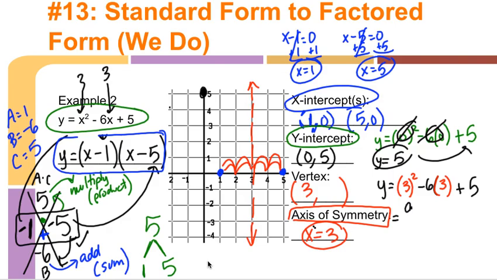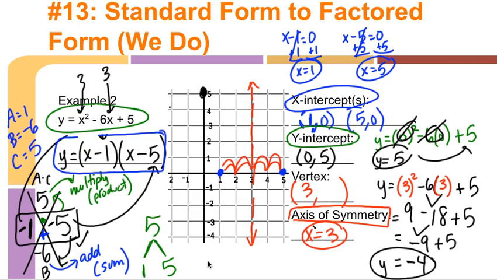3 squared gives me 9. Negative 6 multiplied by 3 gives me negative 18 plus 5. 9 minus 18 gives me negative 9 plus 5. And that gives me a negative 4.